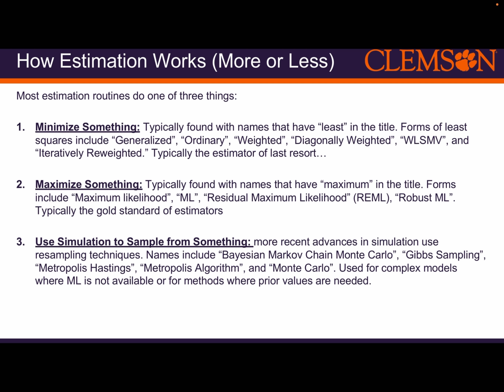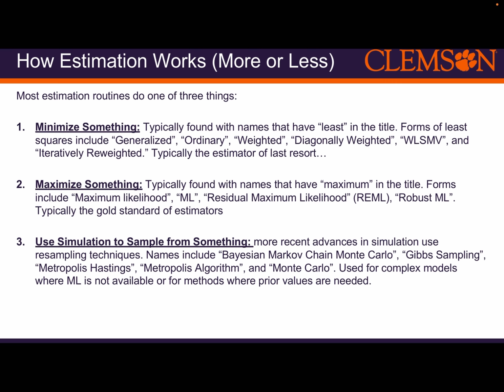Most estimation routines do one of 3 things. First is they minimize something. And you typically find this with names that have least in the title. You may have heard about least squares in linear models. That is minimizing the squared distance between the predicted values and the actual data, or minimizing the squared residuals.